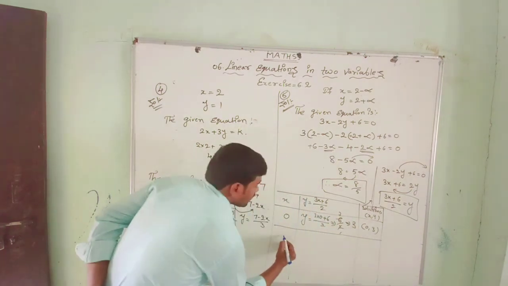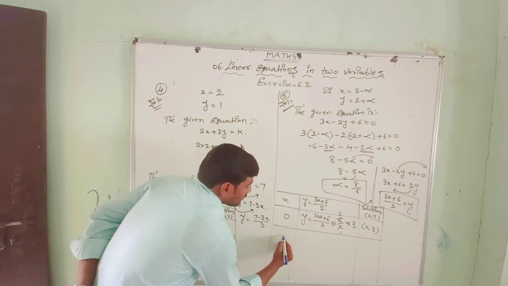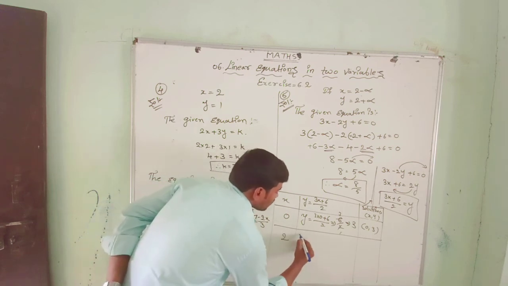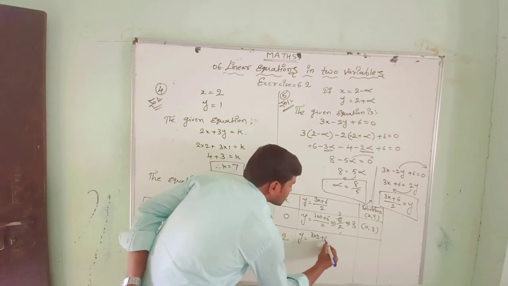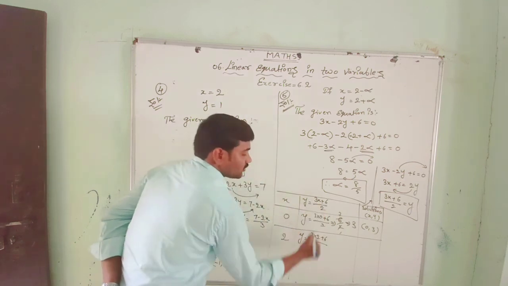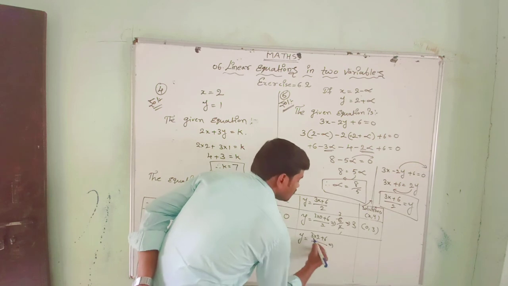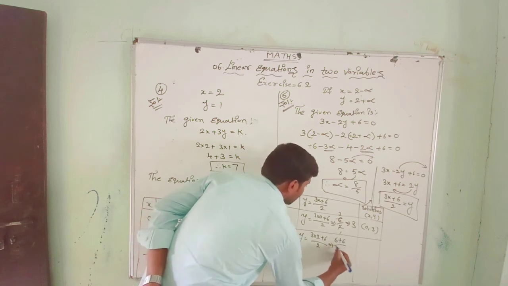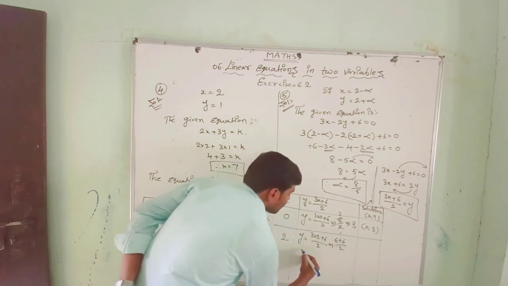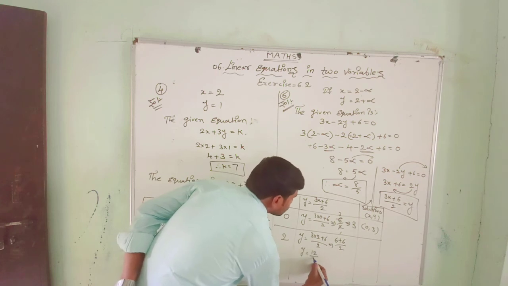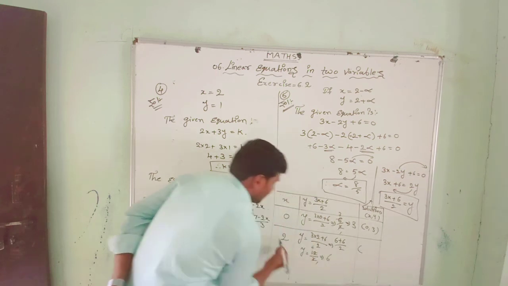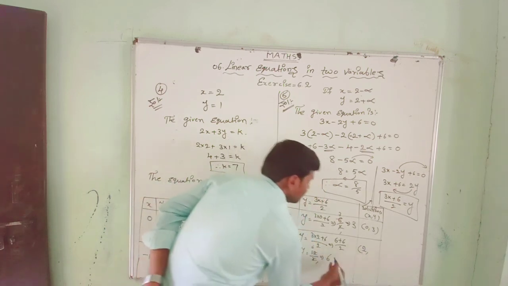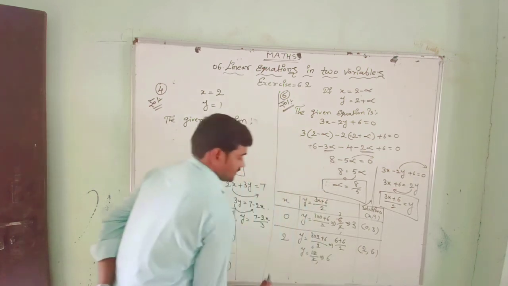Then suppose we assume x is 2. Y equal to (3 into 2 plus 6) by 2. That is (6 plus 6) by 2, so y equal to 12 by 2. 12 by 2 is nothing but 6. Then the x value is 2, and the y value is 6.